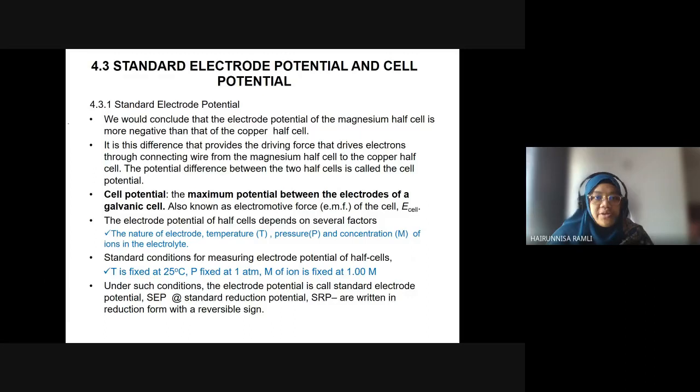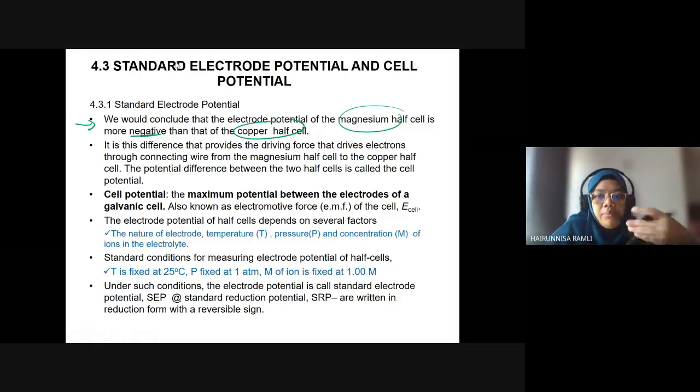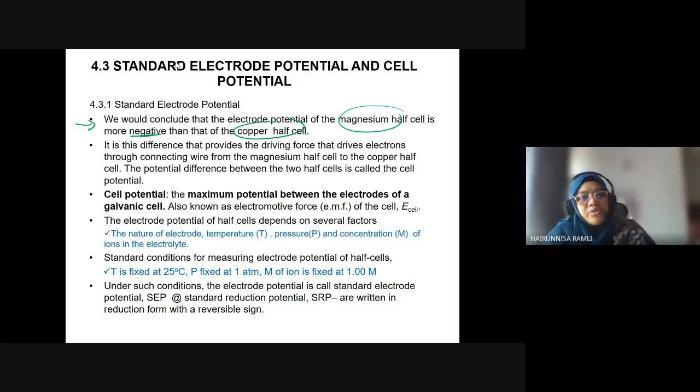Okay, so based on tadi, contoh kan kita pecah tadi ada magnesium dengan copper kan. So here we can conclude that the electrode potential of magnesium half cell is more negative than the copper half cell. Sebab tadi magnesium more reactive, dia lebih suka untuk buang elektron. So dia akan lebih more negative. So kalau copper dia lebih suka untuk terima, so dia akan lebih more positif lah.